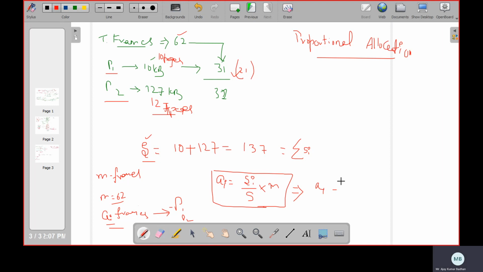So how can we write it? Small si by capital S into M. That many frames. So what is the value of small si here? I think you might have understood till now. This is your small s1, this is s2, and that's what we are representing mathematically as si. So here s1 is nothing but 10.